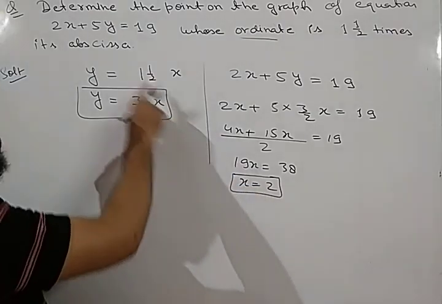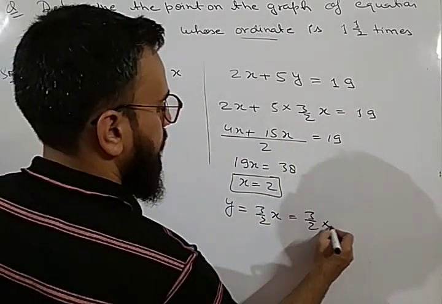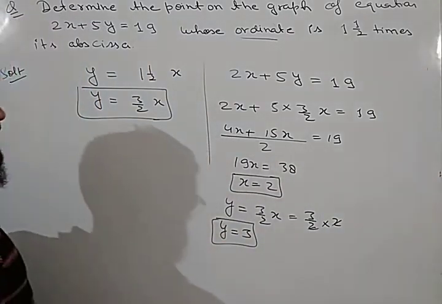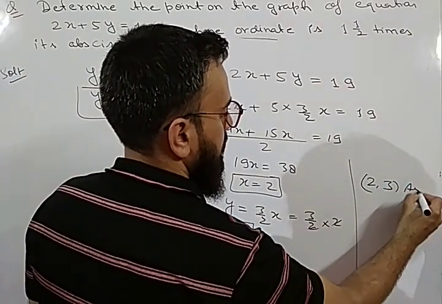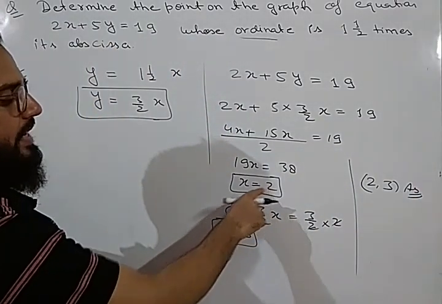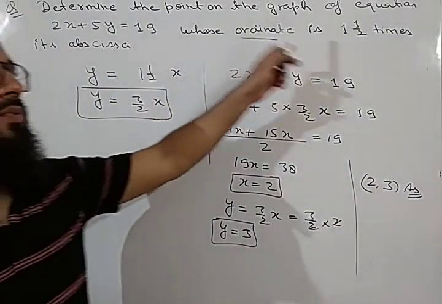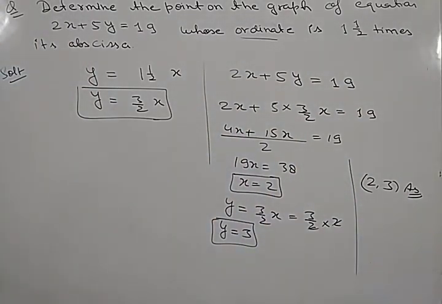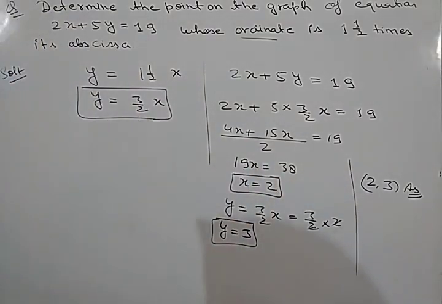Now again putting the value of x, y will be equal to 3 by 2 x, which is 3 by 2 into 2. This 2 and 2 will be cancelled out, so y will be equal to 3. It means we got the answer 2 comma 3. This is the ordered pair, x and y, that is 2 comma 3, at which the ordinate will be 1.5 times the abscissa. Okay, so this is our answer. So these questions are solved just by putting these values. No need to draw the graph. Okay, note it down.